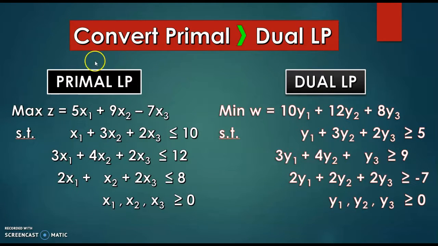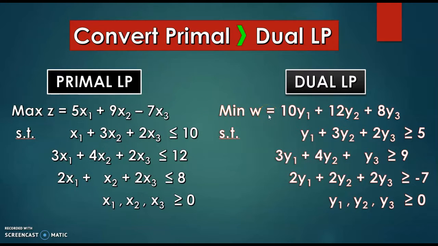Next, convert primal to dual LP. This is the primal LP. This is the dual LP. The number of constraints in the dual problem is equal to the number of variables in the original problem. Coefficients of the objective function in the dual problem come from the right-hand side of the original problem. Since the original problem is a maximum model, the dual is a minimum model.